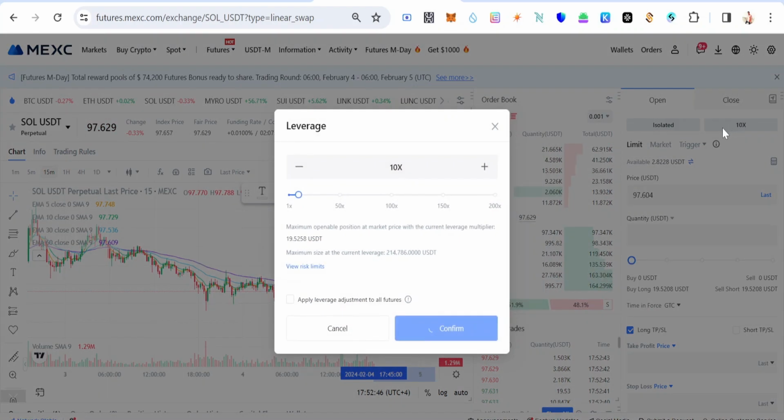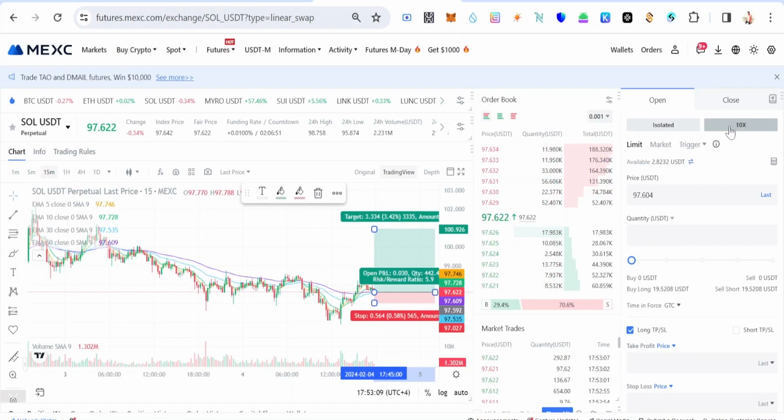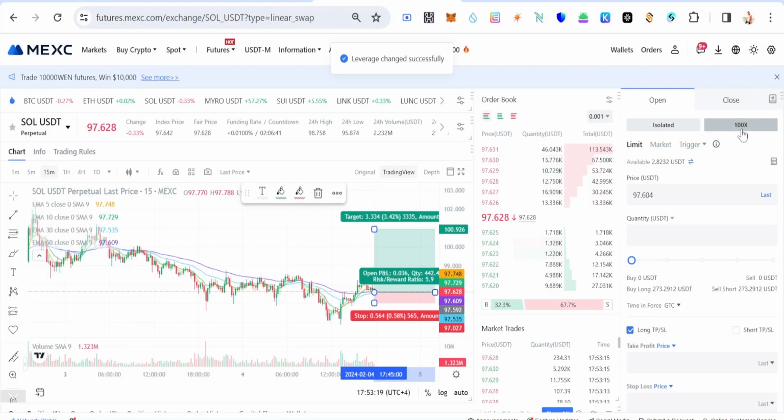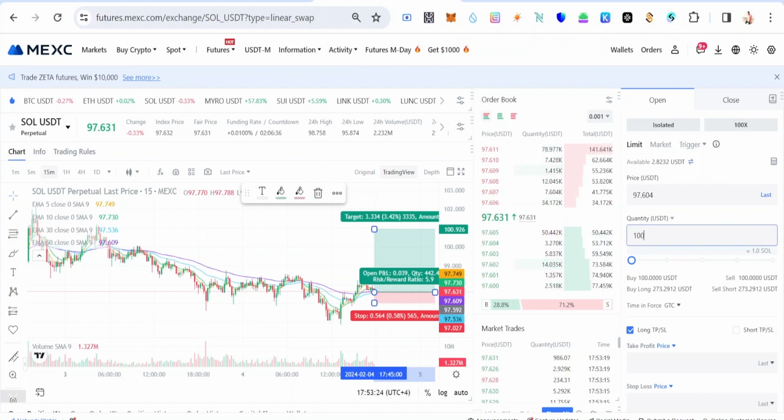Now here you can take leverage up to 200x, so please be careful with taking a lot of leverage. For this video, we will keep it to 100x over here and click on confirm. Now 100x leverage is selected. Now you just put in the amount of USDT, let's say 1000 USDT.